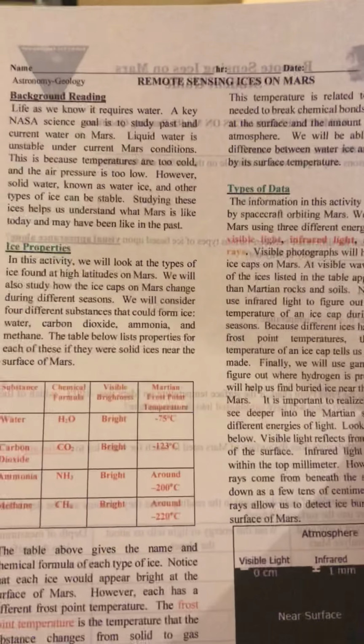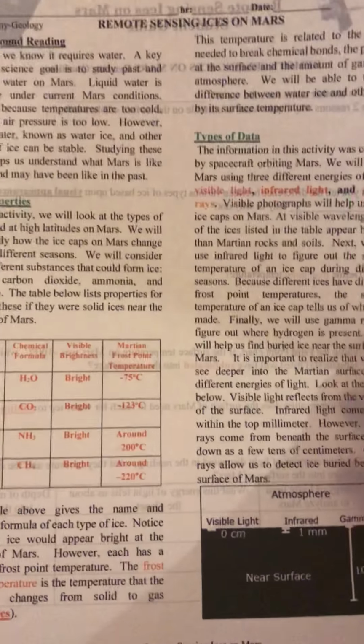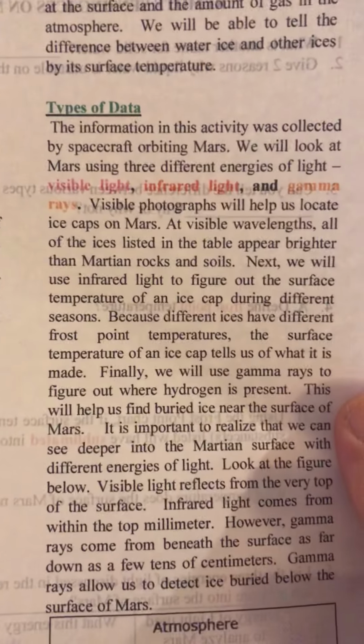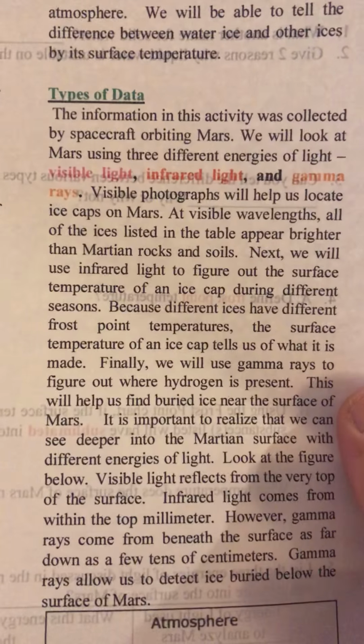Looking at your remote sensing ices on Mars assignment, the big thing to look at is you're looking at three major types of data. You're looking at visible light, infrared light, and gamma rays, and they're going to tell you certain different things.